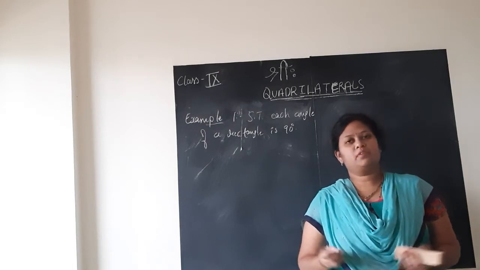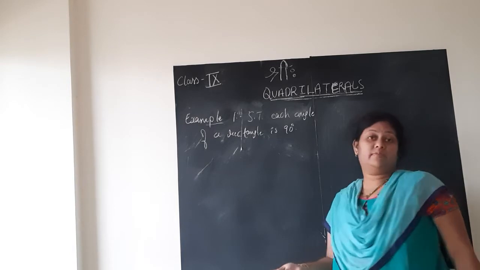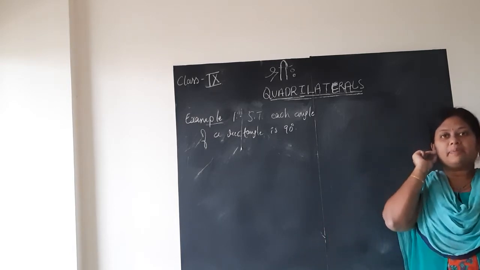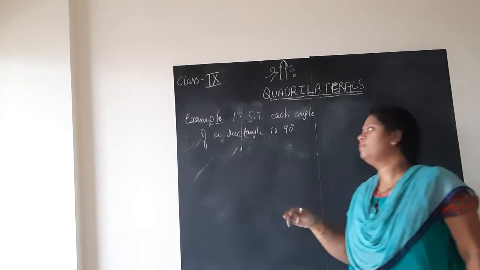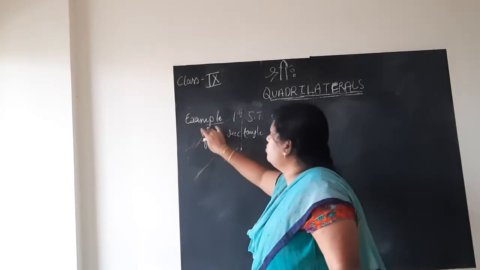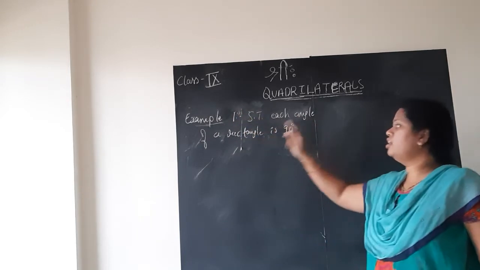So after learning about the theorems, children, let us look at a few example problems, like what type of questions you can expect from the concepts we have studied. We will see. So the first example problem I have considered is: show that each angle of a rectangle is 90 degrees.